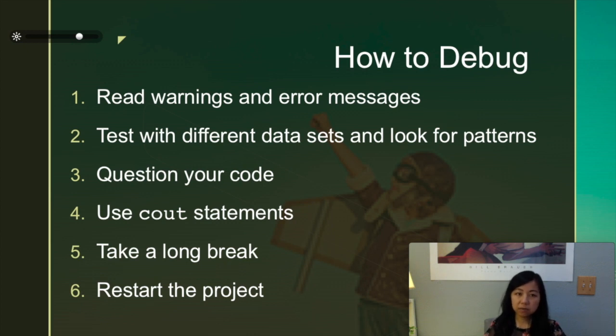The second tip is that I would usually use a different data set to test the program and see what kind of information I can get, what kind of pattern I can see in how it behaves. Then I would try to read my code very carefully, line by line, and think about my reasoning, my logic, and see if I can spot where something is wrong.